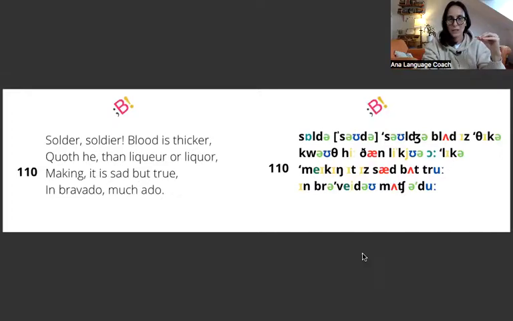Then we have solder. Also, you can spell it without the L, so you could use the L or not. Solder or solder. We also use soldier. So it's not the same to say soldier than soldier.